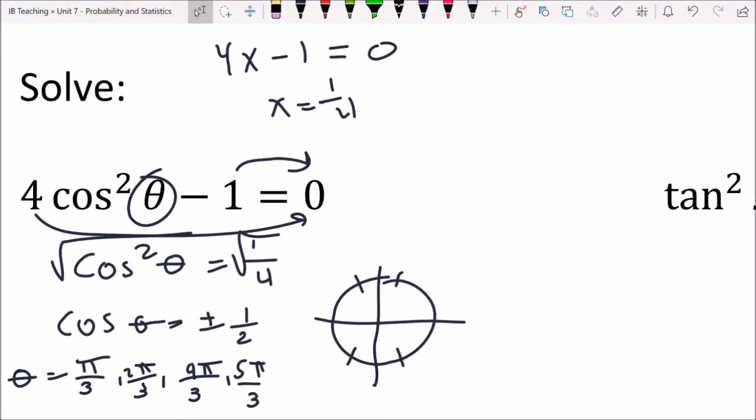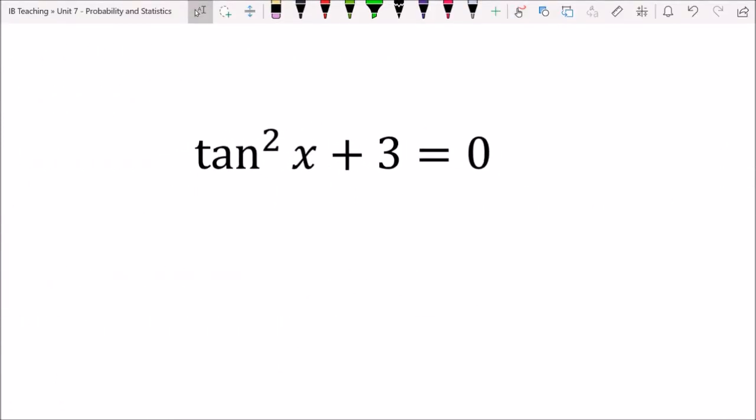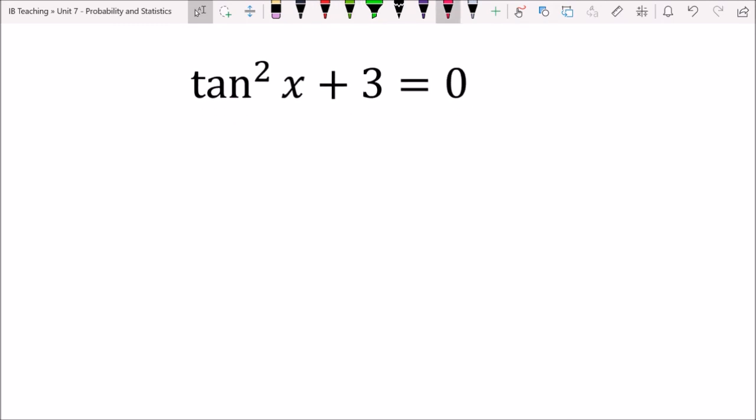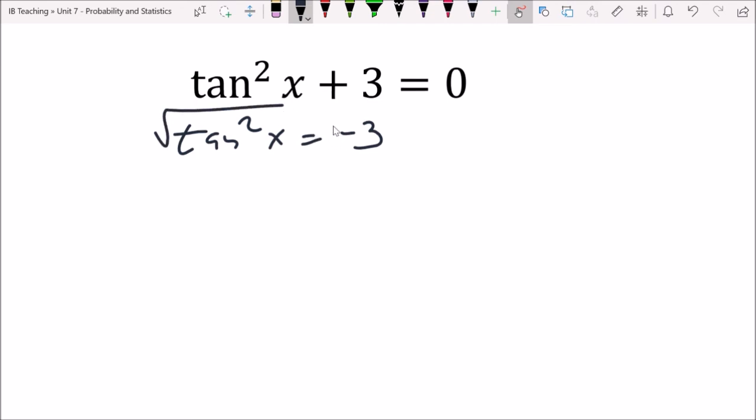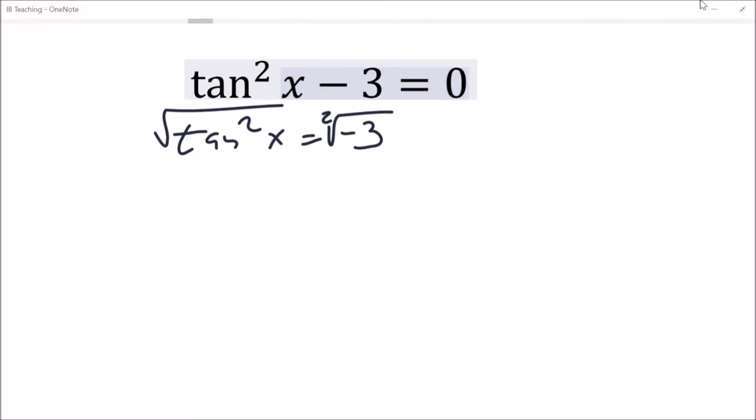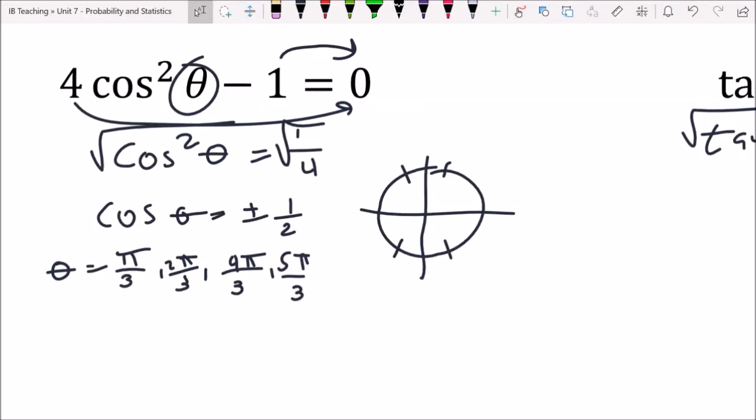The next one may get a little more exciting. Let's see. Tangent, everyone's favorite. Let's give it a shot. Okay, it's the same thing. Okay, we're going to start out by subtracting 3. So we get tan squared x equals negative 3. I go to take a square root of that. And we have the square root of a negative number. So that doesn't seem to work. Let's modify the question and see if we can solve it, because perhaps maybe I've made a typo here. So let's make this a minus and see if that changes our outcome.